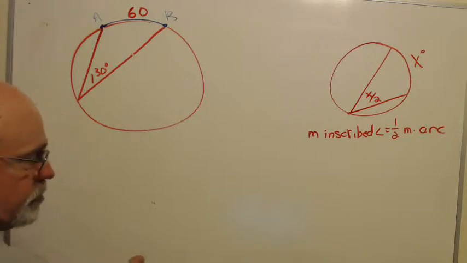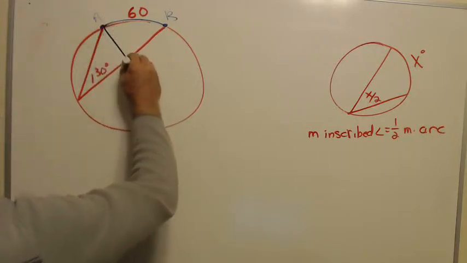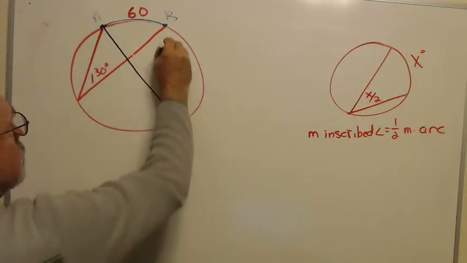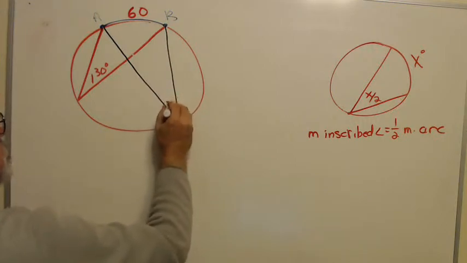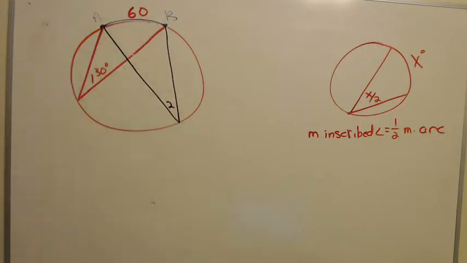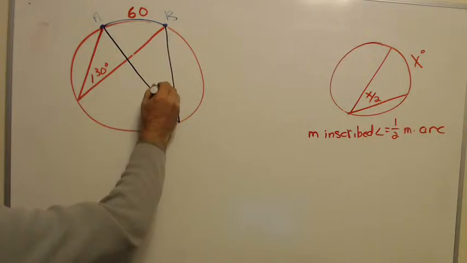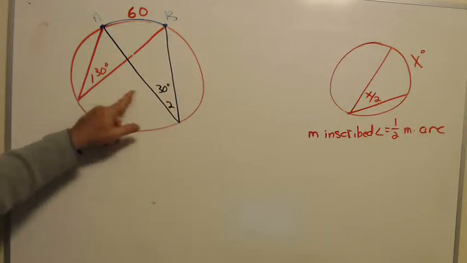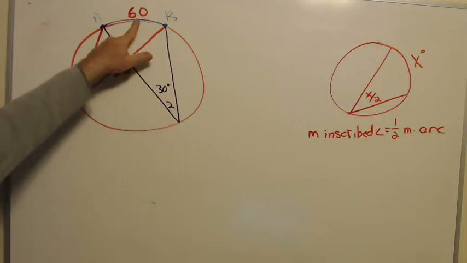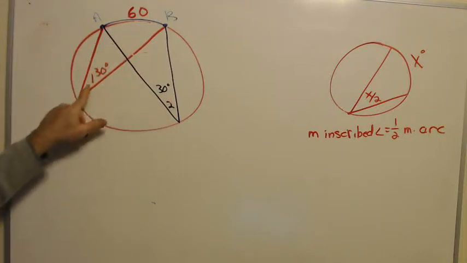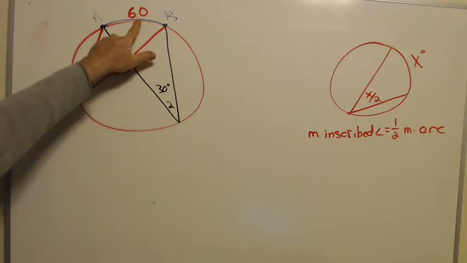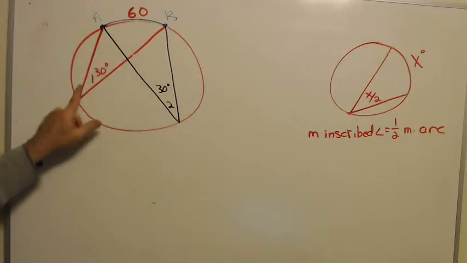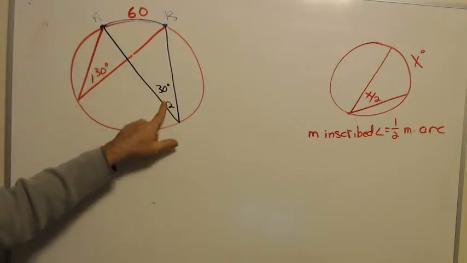Angle 2, which I have a marker that's not dry. We can draw an angle 2. All right, here's angle 2. It's also intercepting that 60. It's 30. Well, look what we've done. If two inscribed angles are intercepting the same arc, in this case a 60, then they're both half of 60. But no matter what number's sitting up here, both of our angles will always be half of it.